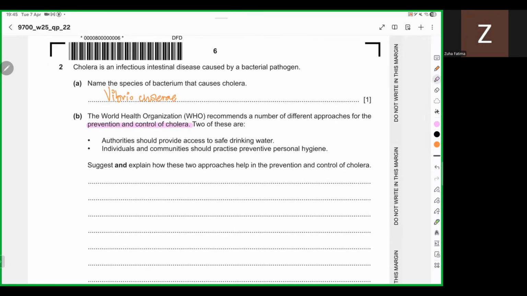To practice preventive personal hygiene basically means that every time we are using the washroom, we end up washing our hands to ensure that any feces is not present on our hands. And if feces are not present on our hands, they would not contaminate food or water, through which the transmission chain of cholera would be propagated.